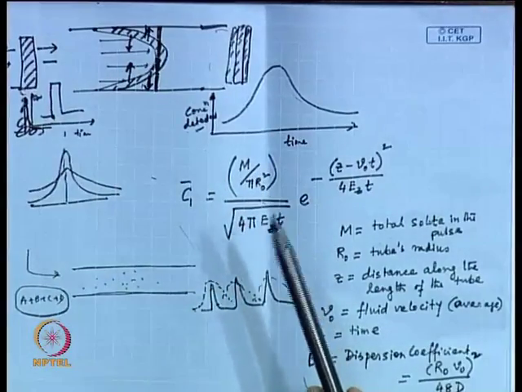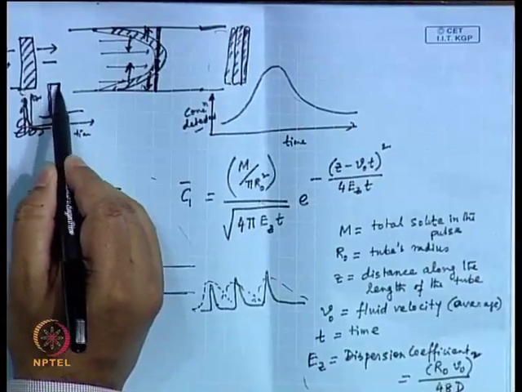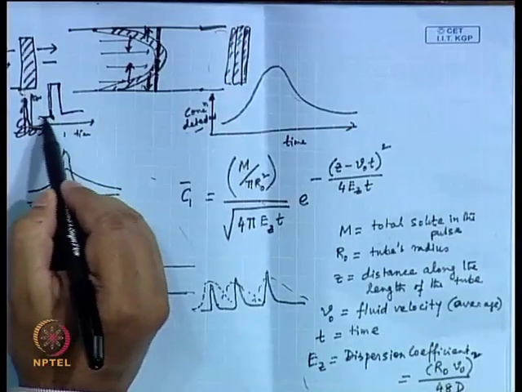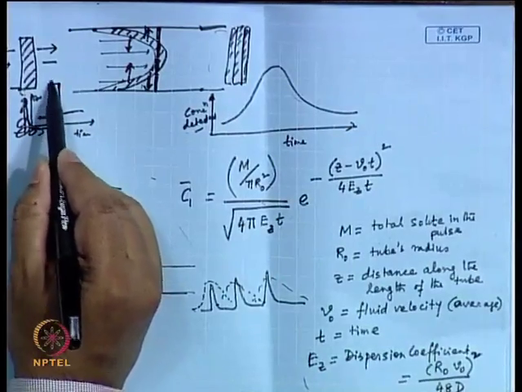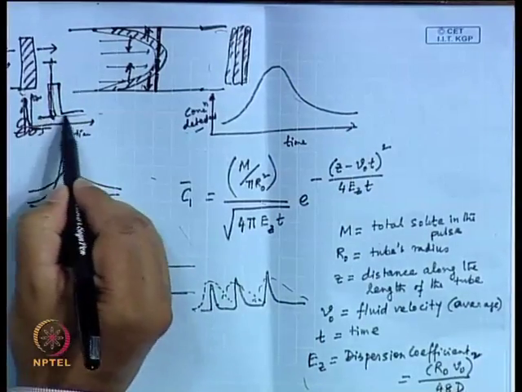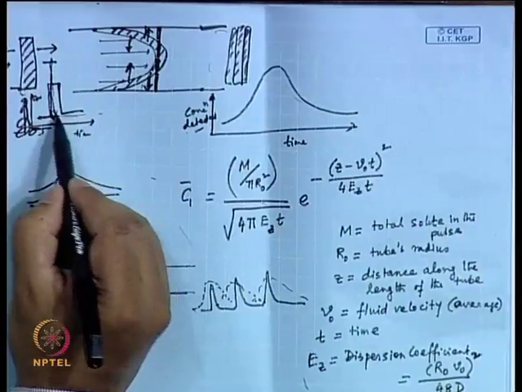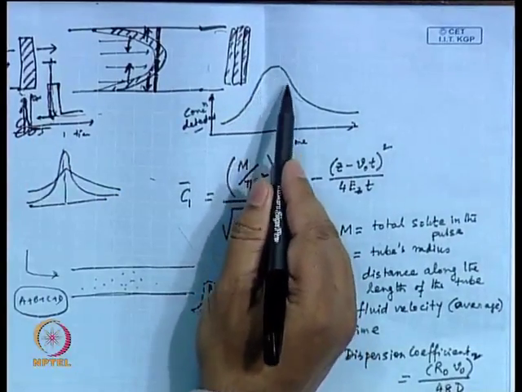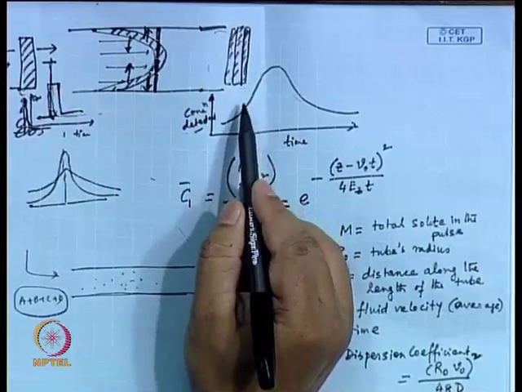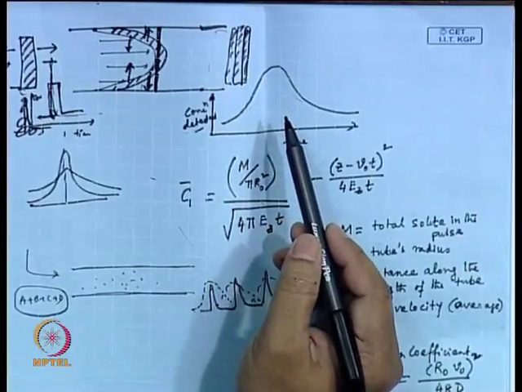What ideally you had expected is that you have introduced a pulse. The pulse is like this, or if you are looking at a Dirac function type pulse, then it would be practically a high value at zero, and then at the rest of the places it is all zero. So this is the type of pulse you are looking at. But at the outlet you are seeing a pulse which has a distribution. And this is what we are referring to as Taylor dispersion.